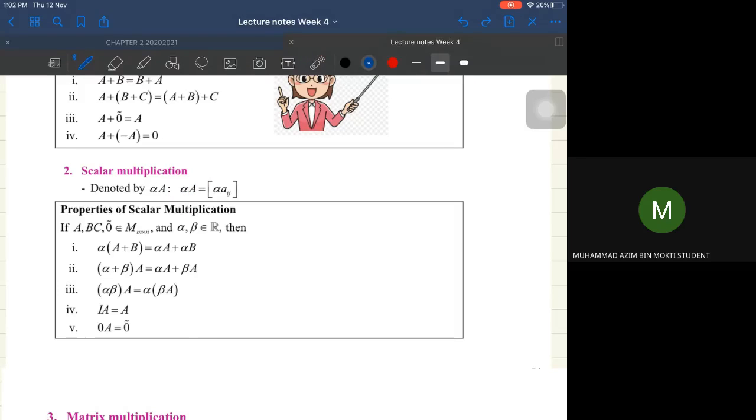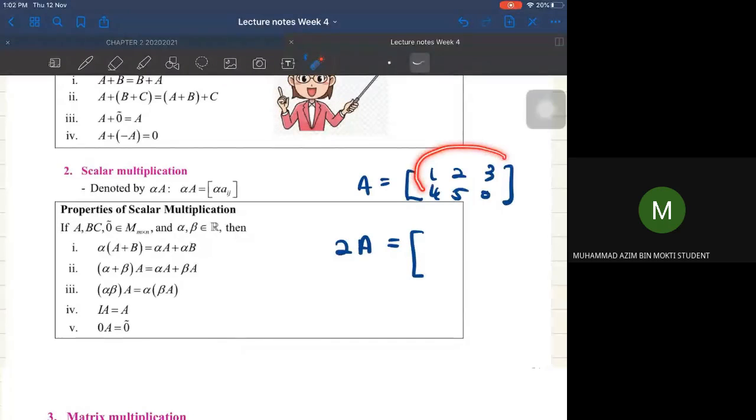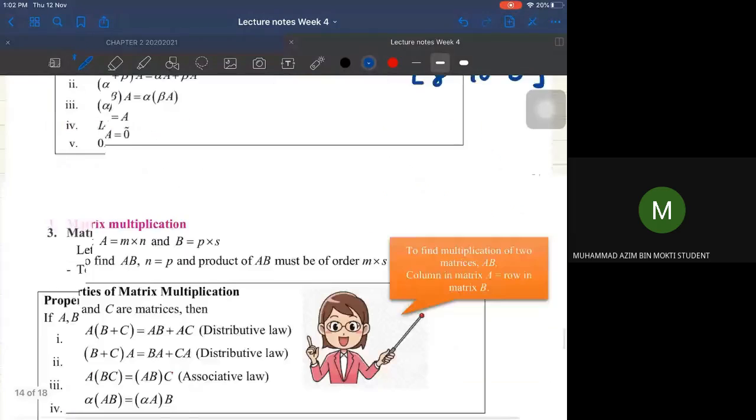Okay. Let's say you are given A is equals to 1, 2, 3, 4, 5, 0. So what is 2A contoh? So setiap elemen dalam matrix ni darabkan dengan 2. Okay. So you akan ada 2, 4, 6, 8, 10, kosong. Itu maksudnya. Okay. What is matrix multiplication?